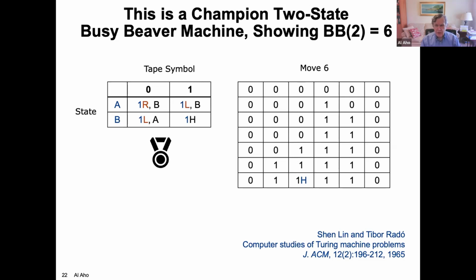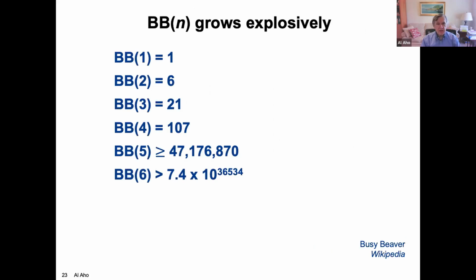I wish I had known about this paper that Tibor Radó had written, and also the paper that Shen Lin and Tibor Radó published in the Journal of the ACM, where they showed that the Busy Beaver function for 3 has the value 21. And this result is included in Shen Lin's PhD thesis, and it's a tour de force of computer simulation and ingenuity in coming up with the answer that there is no Busy Beaver machine of 3 states that makes more than 21 moves.